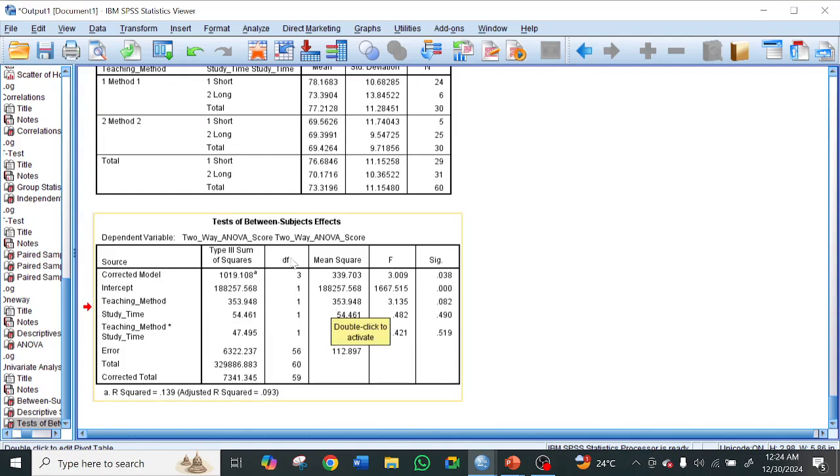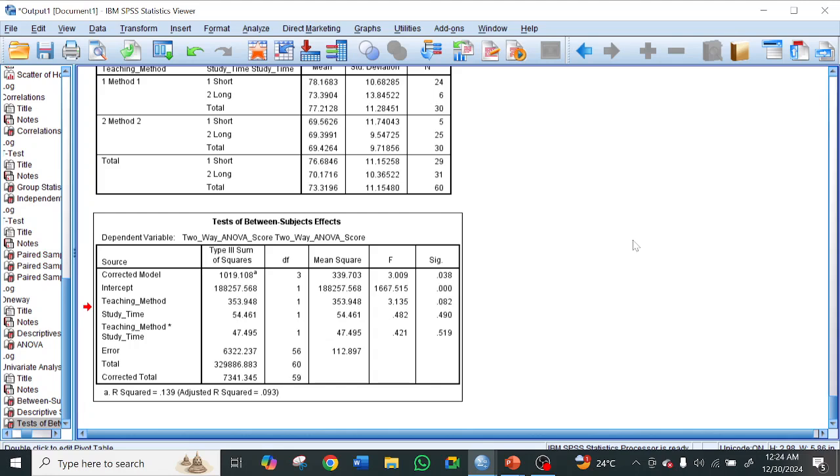We also have the test of between subject effect. You can see this is more complex than some of the tables that we've been dealing with before. So I won't talk much about the descriptive statistics. We've talked too much about the descriptive statistics.